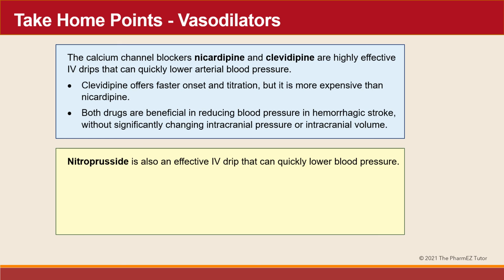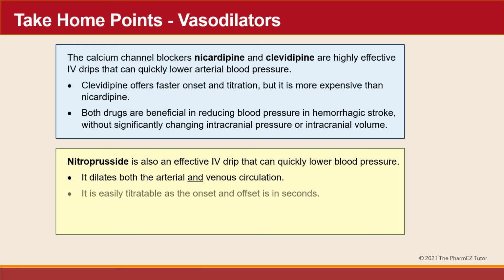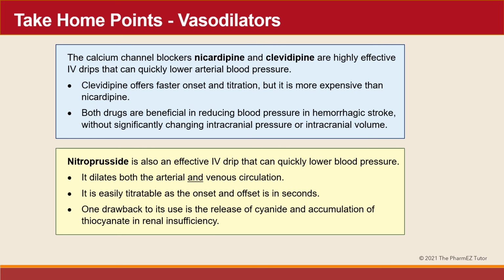Nitroprusside is also an effective IV drip that can quickly lower blood pressure. It dilates both the arterial and venous circulation. It's easily titratable as the onset and offset is in seconds. However, one drawback to its use is the release of cyanide and accumulation of thiocyanate in renal insufficiency.